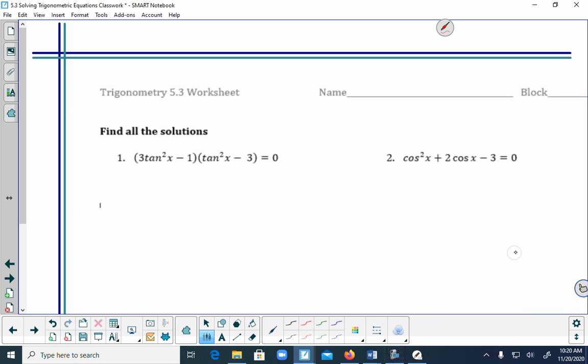Hello, this is Mrs. Ward, and I'm going to go over the 5.3 classwork worksheet, and so we're going to start. So the first one says find all the solutions, so this means we're going to have multiple laps around our unit circle, and I'll show you how to handle that at the end.